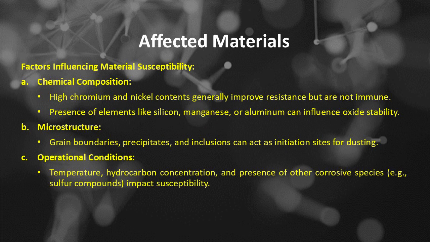Factors influencing material susceptibility. Number A, chemical composition: high chromium and nickel contents generally improve resistance but are not immune. Presence of elements like silicon, manganese, or aluminum can influence oxide stability. Number B, microstructure: grain boundaries, precipitates, and inclusions can act as initiation sites for dusting. Number C, operational conditions: temperature, hydrocarbon concentration, and presence of other corrosive species such as sulfur compounds impact susceptibility.